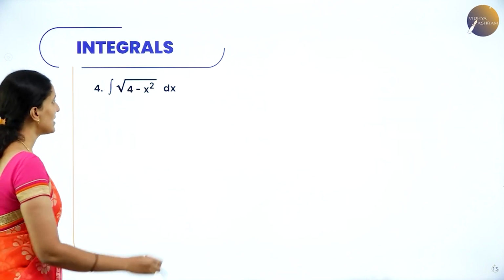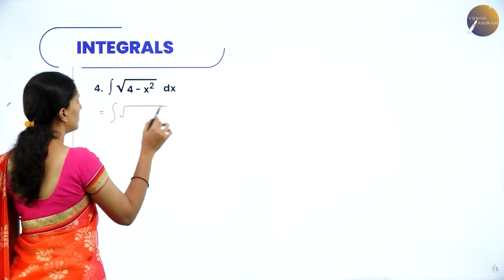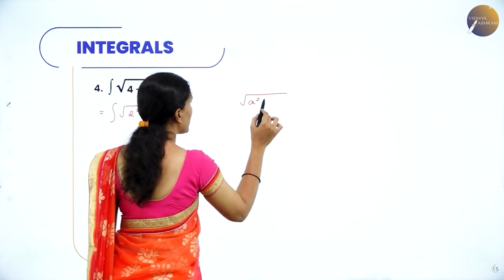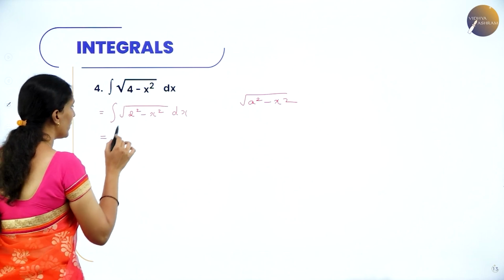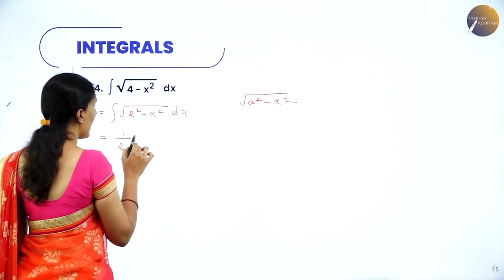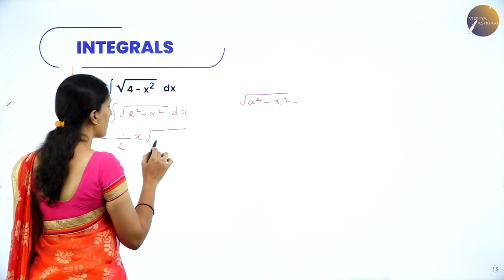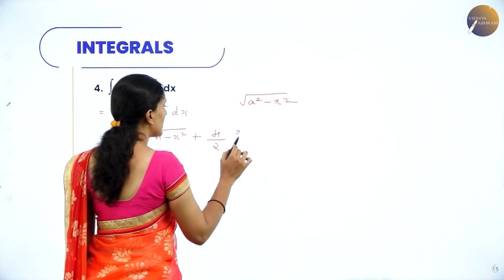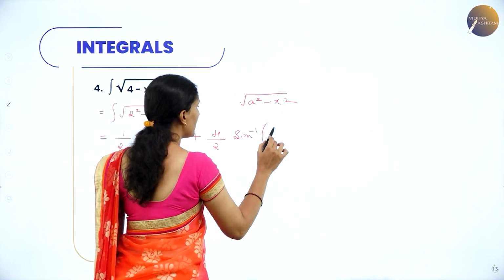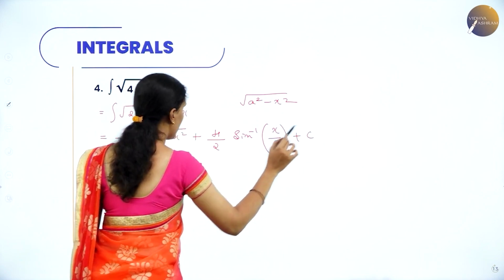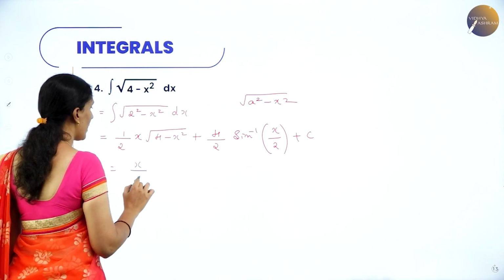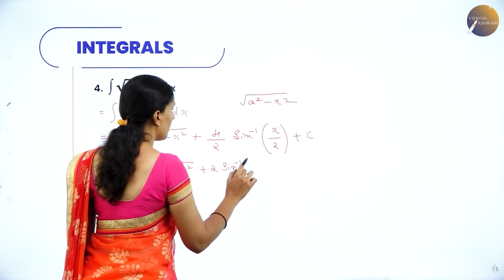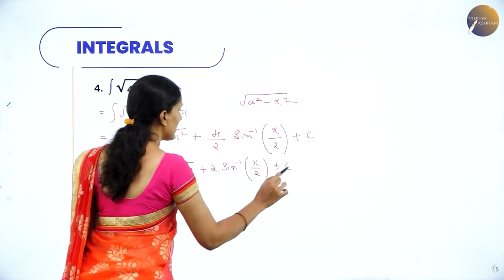Next one, 4 minus x square. So, now this is root of 2 square minus x square dx. This is the standard integral of the form a square minus x square. So, therefore, the value is 1 by 2 times x into root of a square minus x square, which is 4 minus x square, plus a square, which is 4, by 2 sine inverse x by a, that means x divided by 2, plus c. So, the value is x by 2 root of 4 minus x square plus 2 times sine inverse x by 2 plus c.